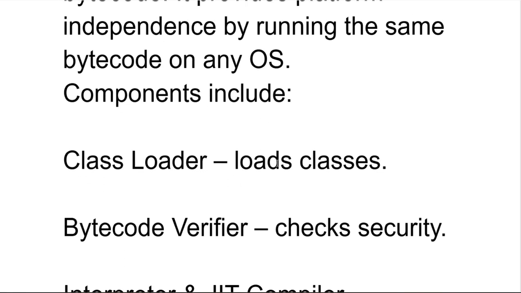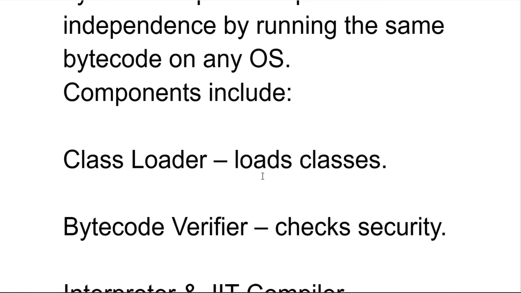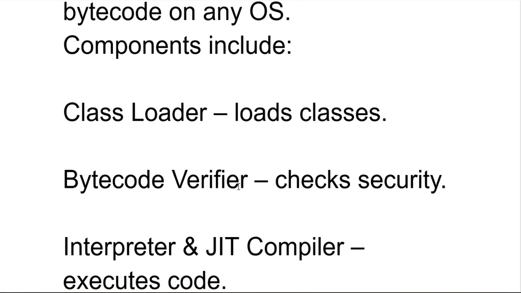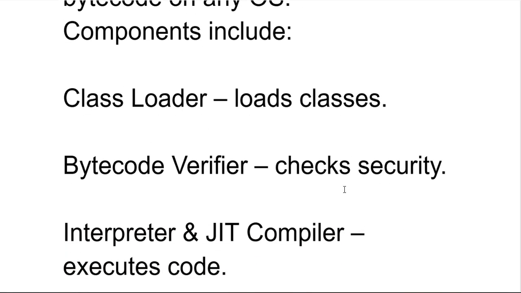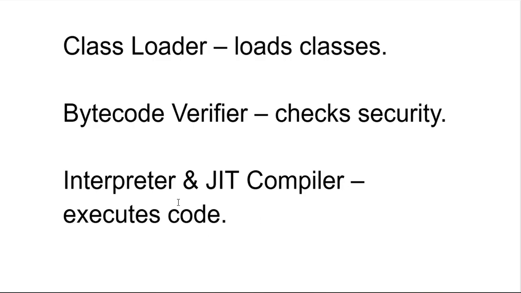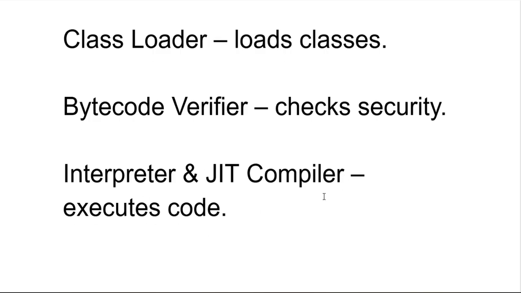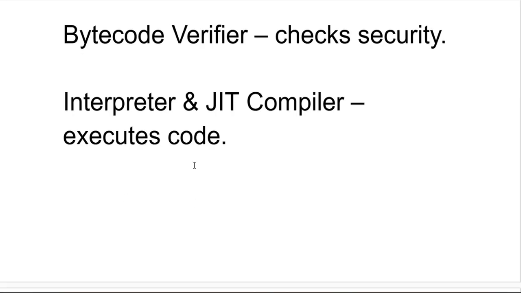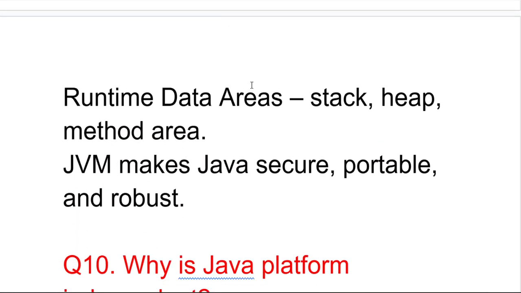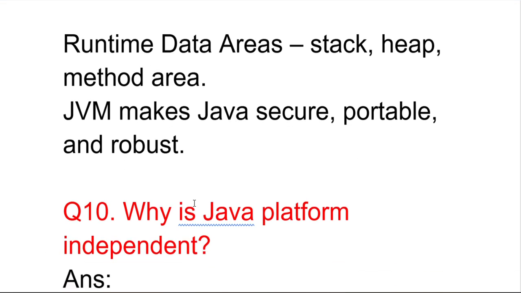So the components include the class loader that loads the classes, the bytecode verifier that checks security, the interpreter and JIT compiler that execute code, and the runtime data area: stack, heap, method area. JVM makes data secure, portable and robust. These are some examples of the applications or importance of JVM.